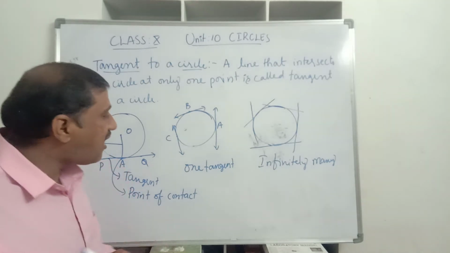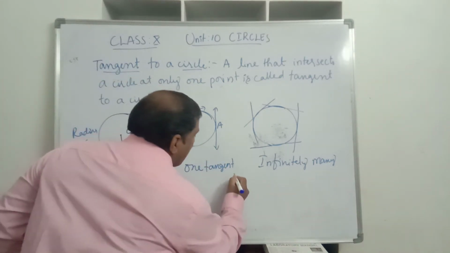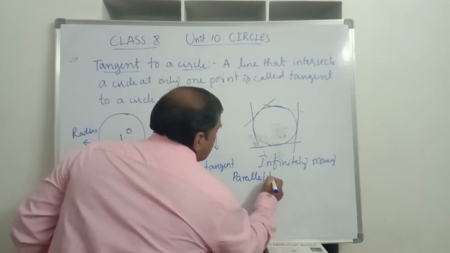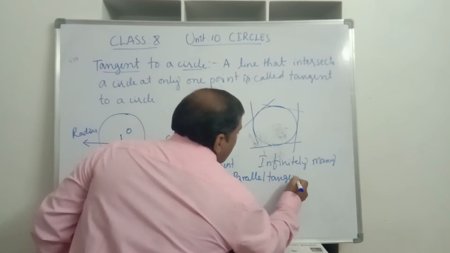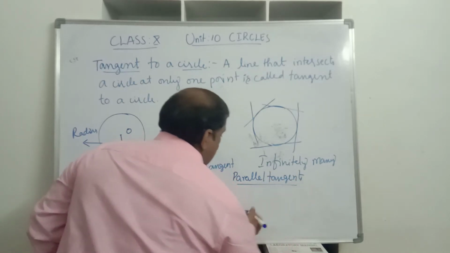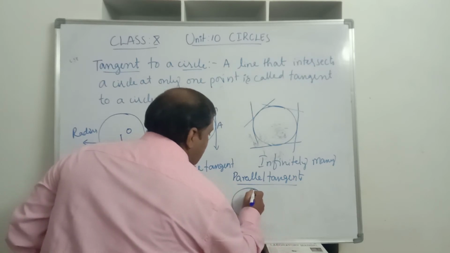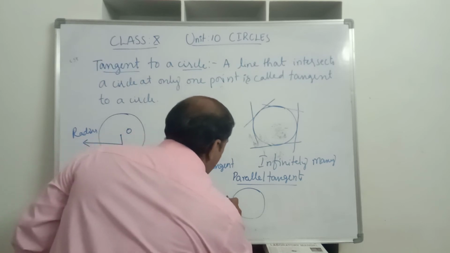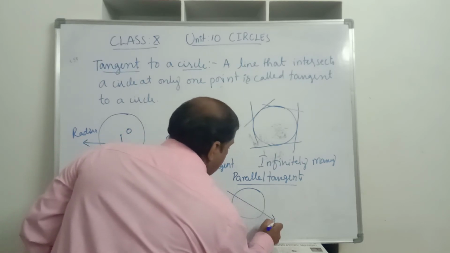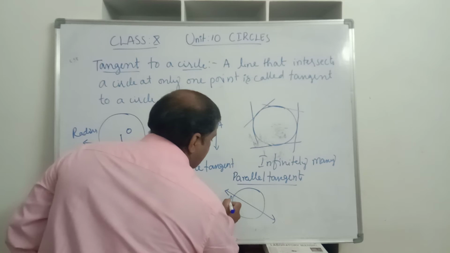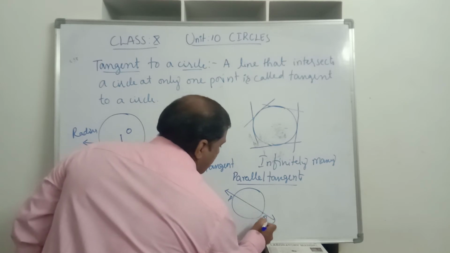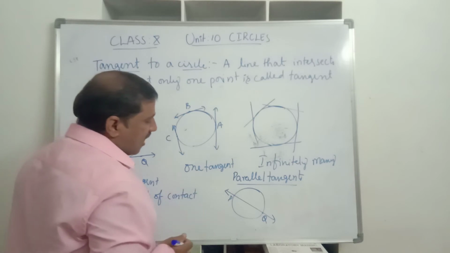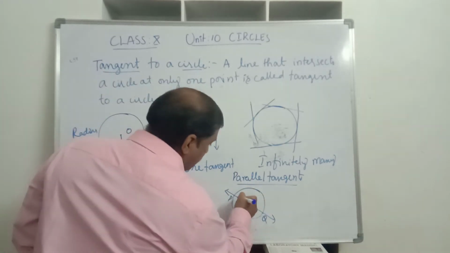Now parallel tangents. How many parallel tangents can we draw to a circle? A secant is given here. Let PQ be a secant of the circle. So to this secant PQ of the circle, how many parallel tangents can we draw?